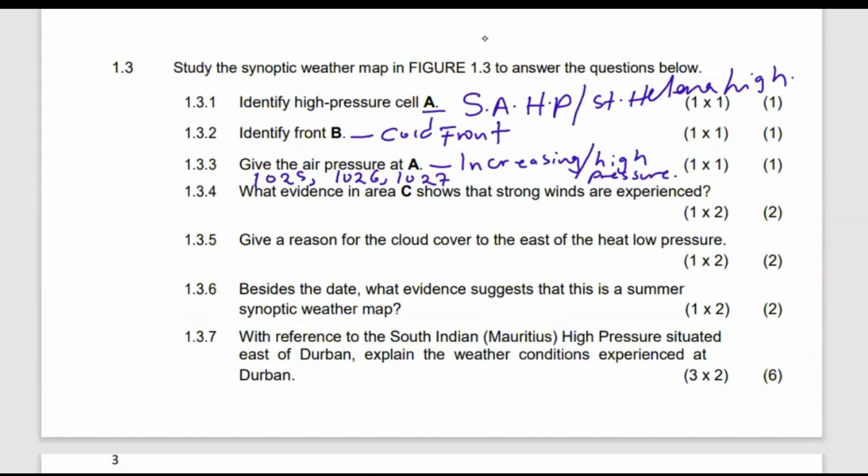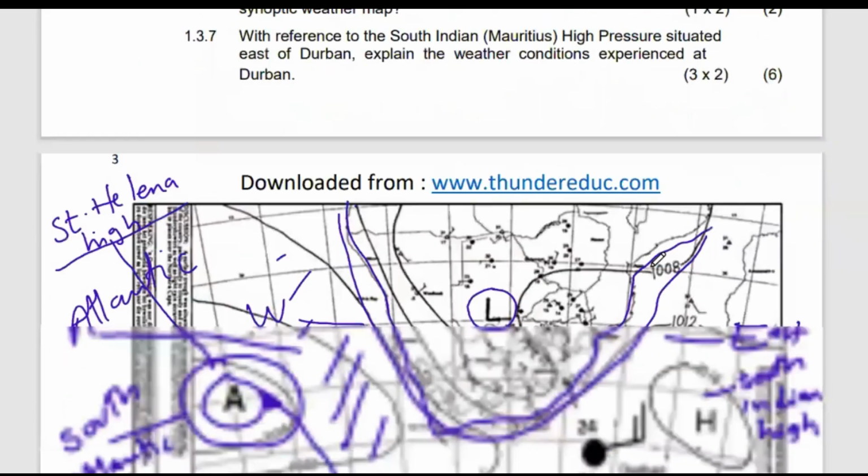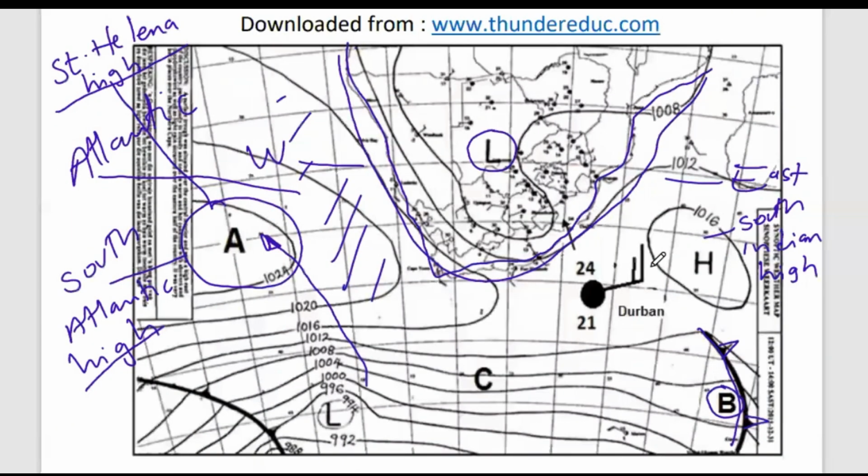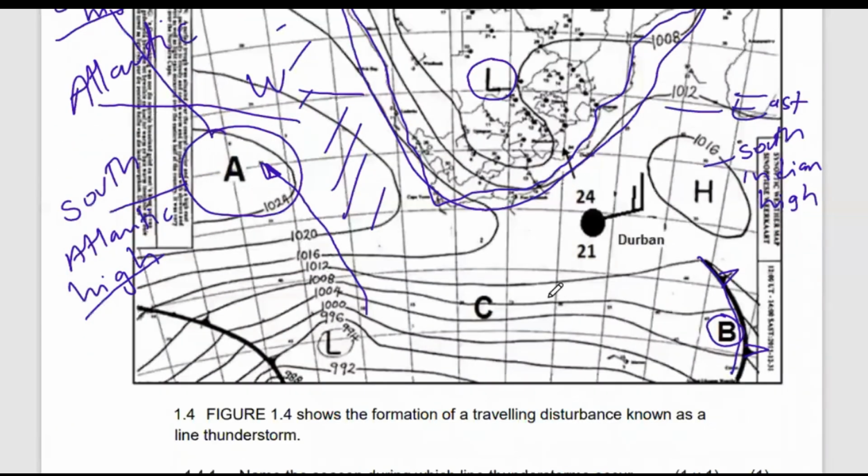What evidence shows that in area C there are strong winds? All right, let's go check area C. Now, this is our area C here. What can you observe at area C?